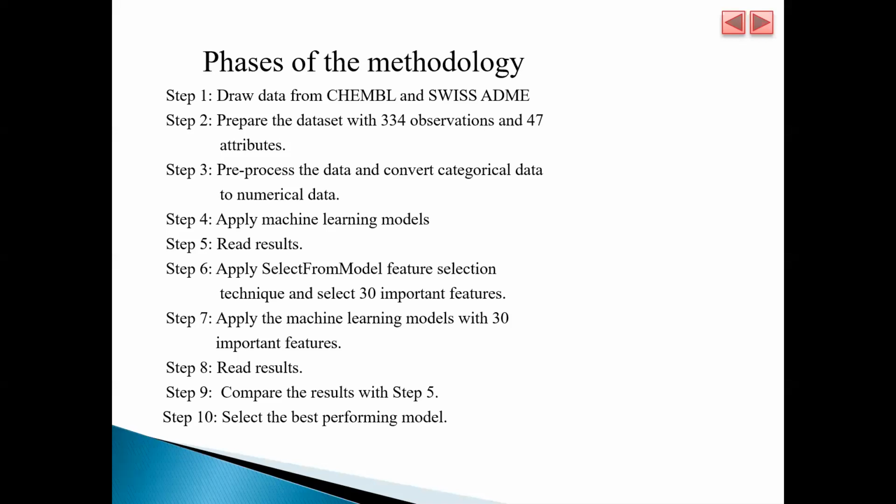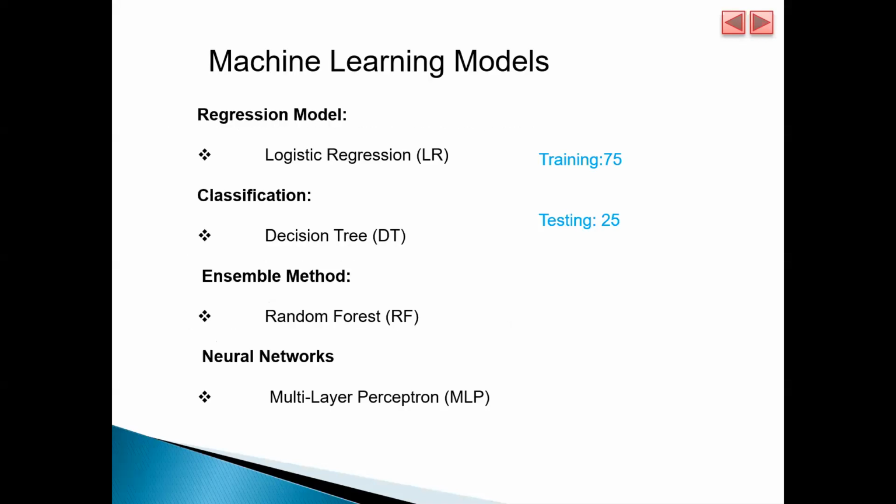After performing all the steps, we found that multi-layer perceptron gave a very good accuracy. Logistic regression was applied, decision tree, random forest, and then multi-layer perceptron. All four models were applied. The data was divided into 75 and 25. 75% of the 334 was used for training, and the remaining 84, that is 25% of 334, was used for testing.